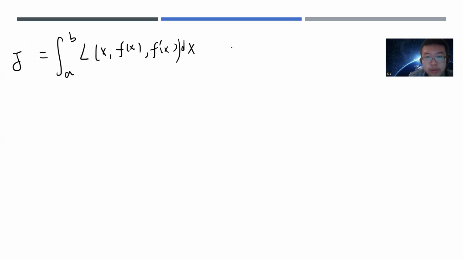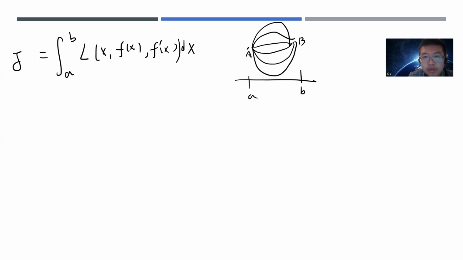You require that f is fixed at two points, a and b. So f must be any function which is differentiable, with f(a) equal to a and f(b) equal to b. In the middle, there can be any differentiable function. And we want to find the maximum or minimum of J.